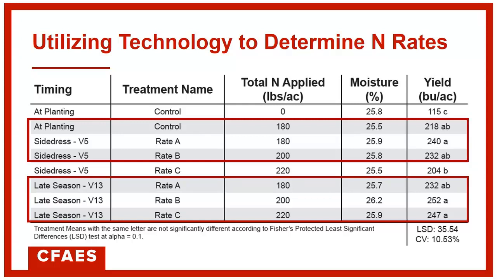And when you go to the control where we didn't put any nitrogen on, grew 115 bushels of corn. That's not too bad for not adding any nitrogen at all to that field. We had a lot of really good mineralization on this farm.